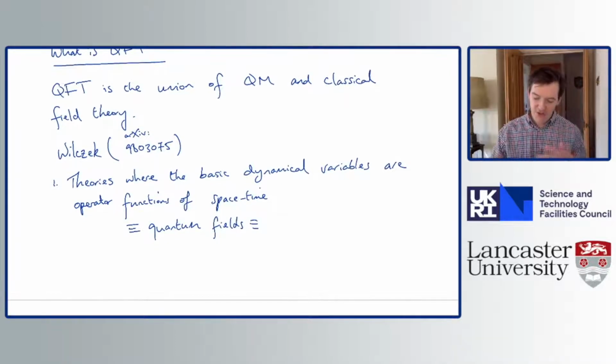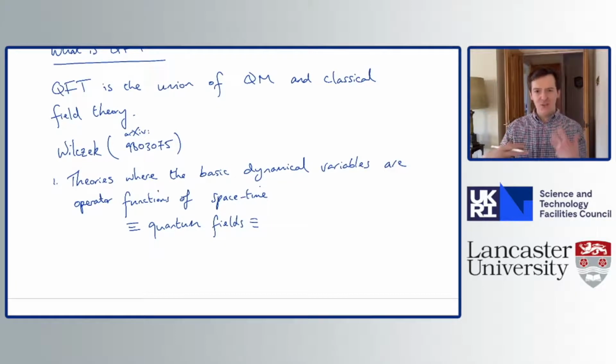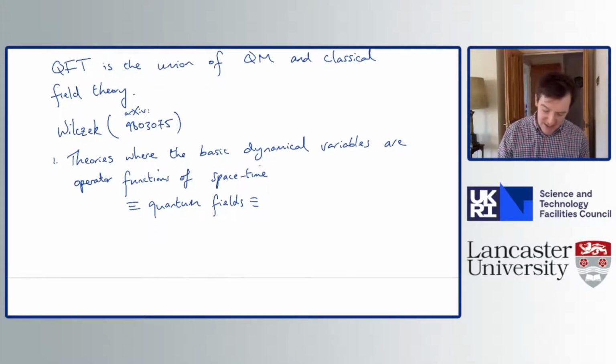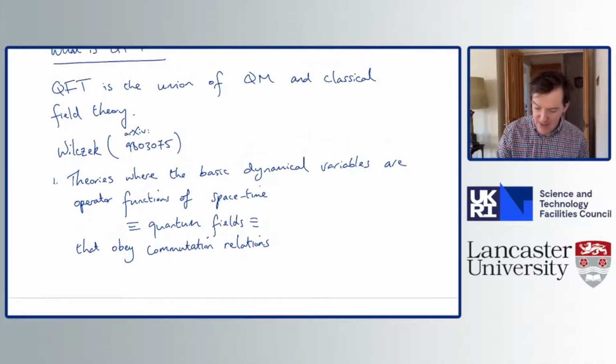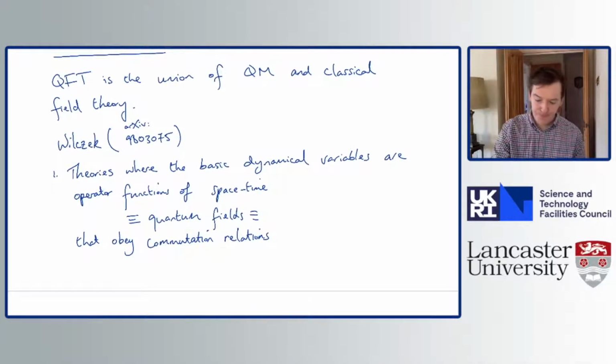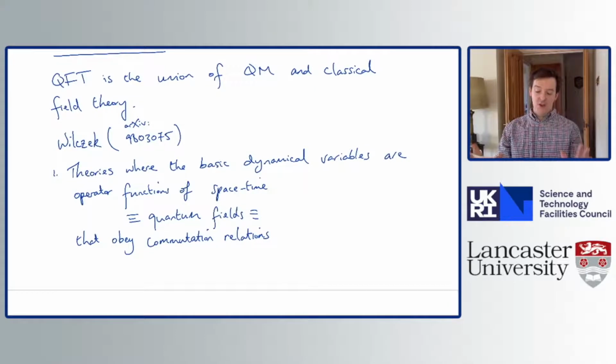The key words here are operator functions. The key point about these operator functions, the thing that really makes them quantum instead of classical, is that, as with ordinary quantum mechanics, where we have commutation relations, these operator functions are also going to obey commutation relations. Commutation relations are a key part of quantum theories in general. That was one thing that Wilczek used to define what a quantum field theory is.